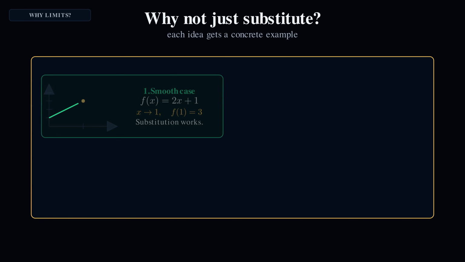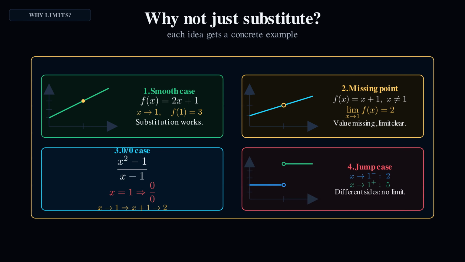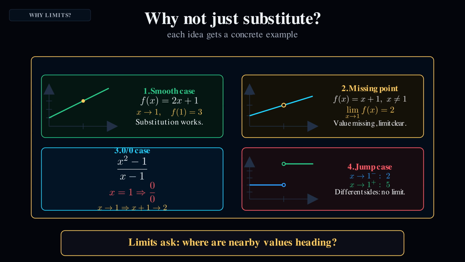Let us ask the honest beginner question. If the function is f of x equals 2x plus 1 and x approaches 1, why not just put x equal to 1? For this smooth graph, that works. We get 3. But this is only the easiest case.